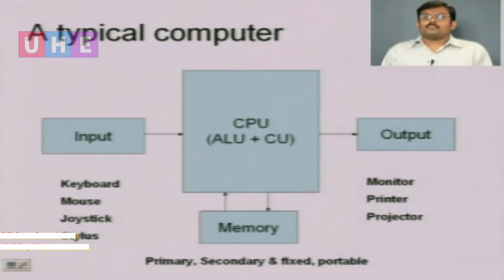An output device, as the name itself suggests, takes the output from the microprocessor and displays it to the user. User means you or us, anyone. So there are various kinds of output devices. The first and foremost output device is a monitor.